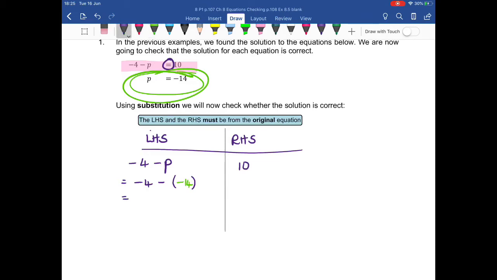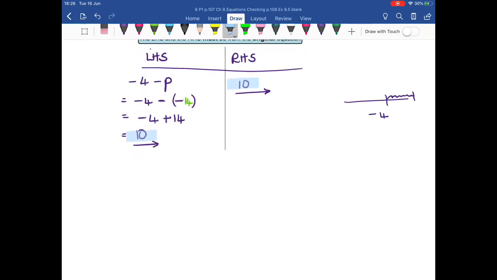I will now solve that. So negative 4, and a negative multiplied by a negative will give me positive 14. And if I have negative 4 on my number line and I add 14, I would land up at positive 10. So when I substitute negative 14 into the equation, I get positive 10. On the right-hand side, I didn't have to do any calculations. We were hoping to get both sides equal to the same number. If they do, then you know that your solution is correct.